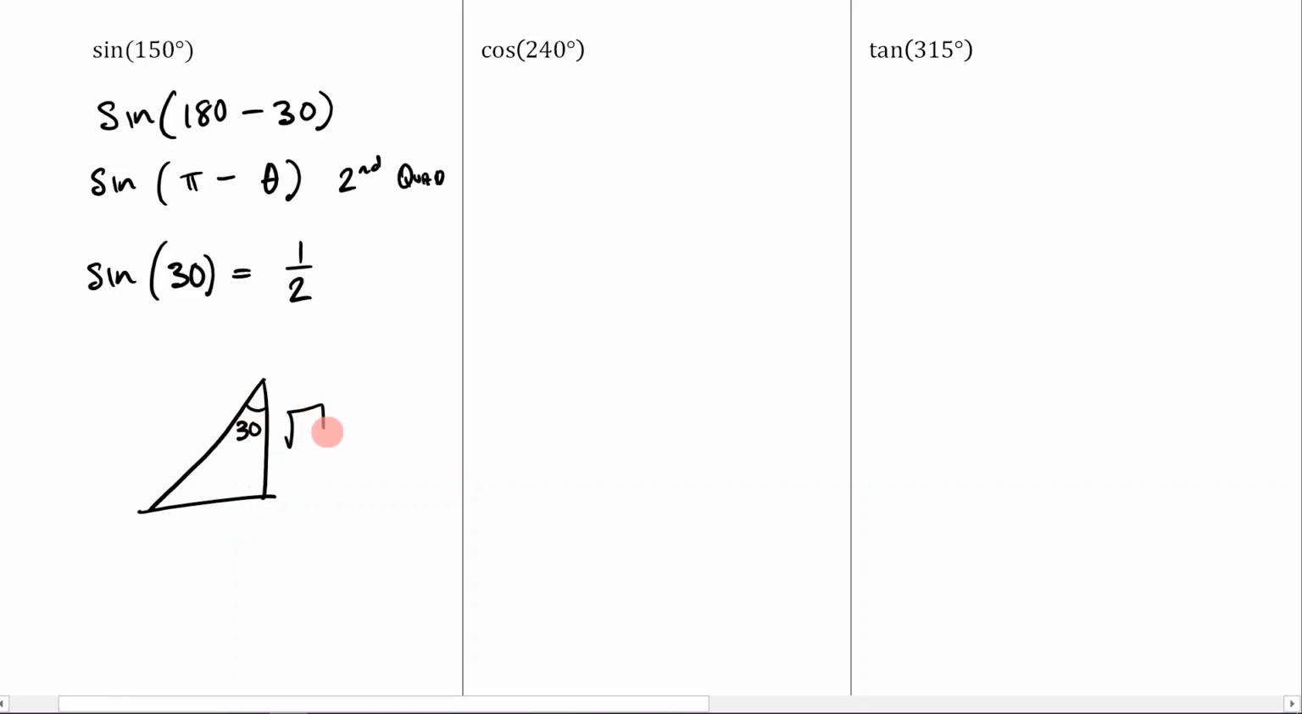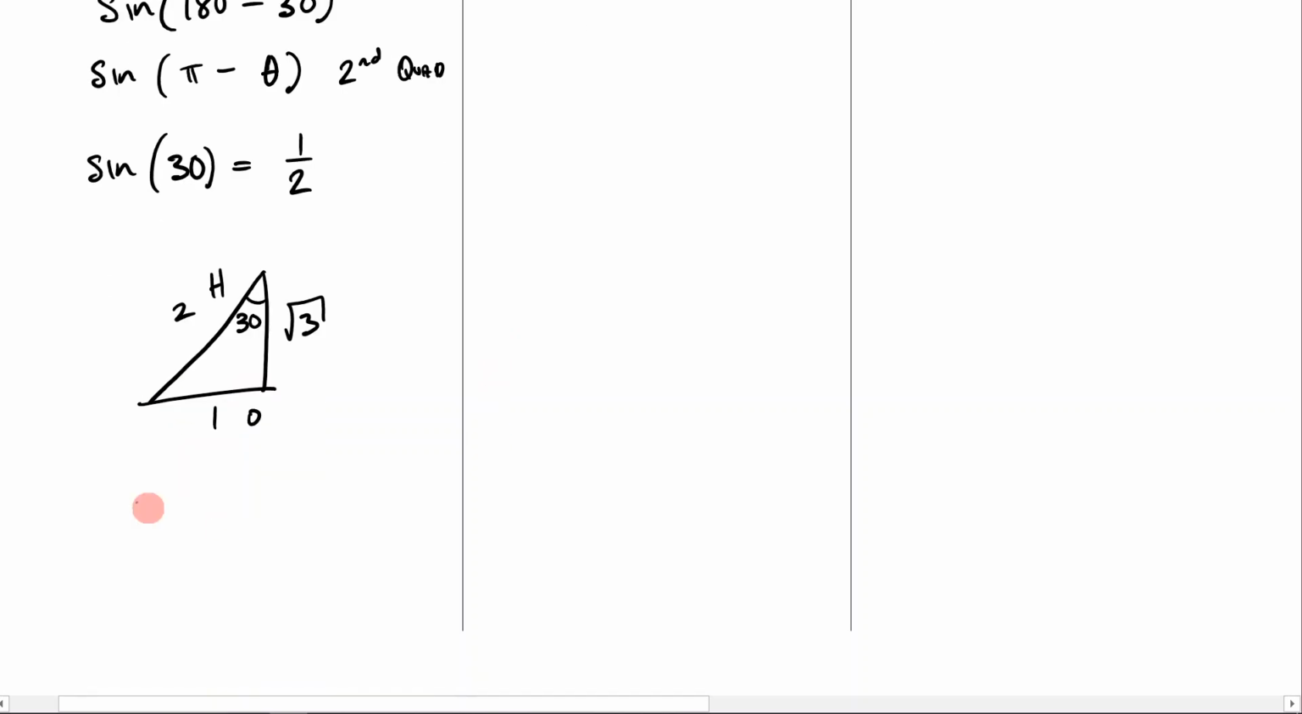And this is going to be the square root of 3. This is going to be 1. This is going to be 2. Then sine is opposite over hypotenuse, so it's 1 over 2. That's how we're getting it. Also remember that 30 is pi on 6.